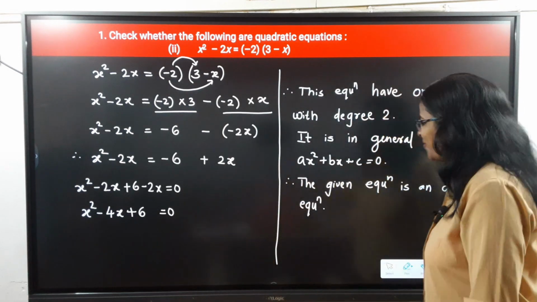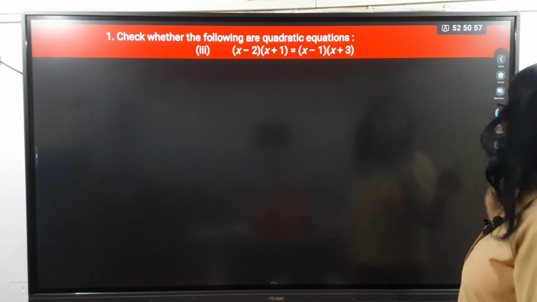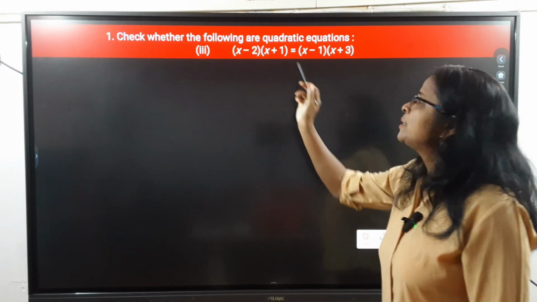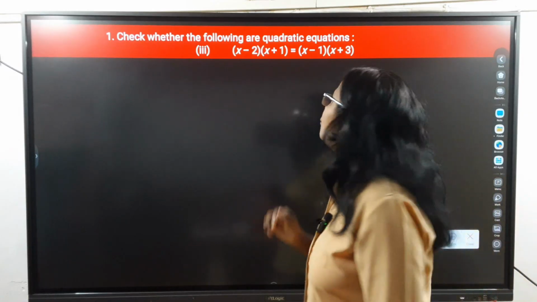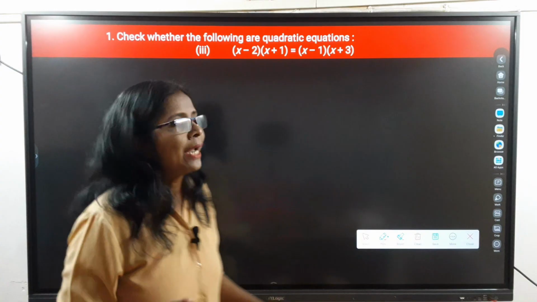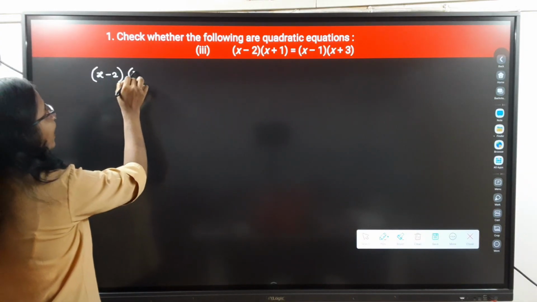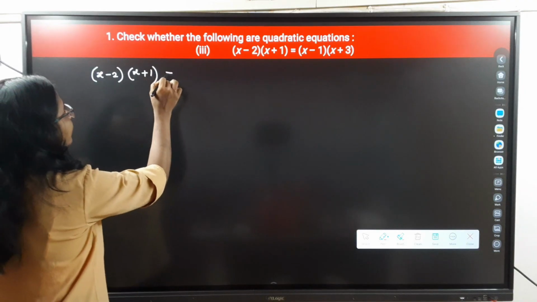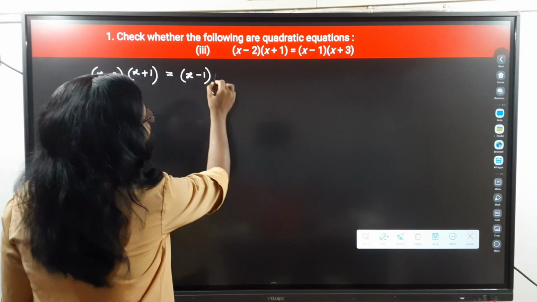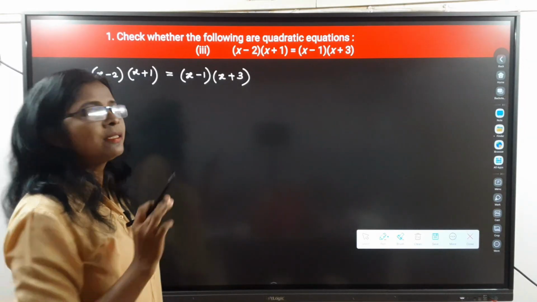Then next example, students. Third example. (x minus 2) in the first bracket, (x plus 1) in the second bracket is equal to (x minus 1) in the first bracket and (x plus 3) in the second bracket. I write down the given equation as it is. I simplify this given equation.